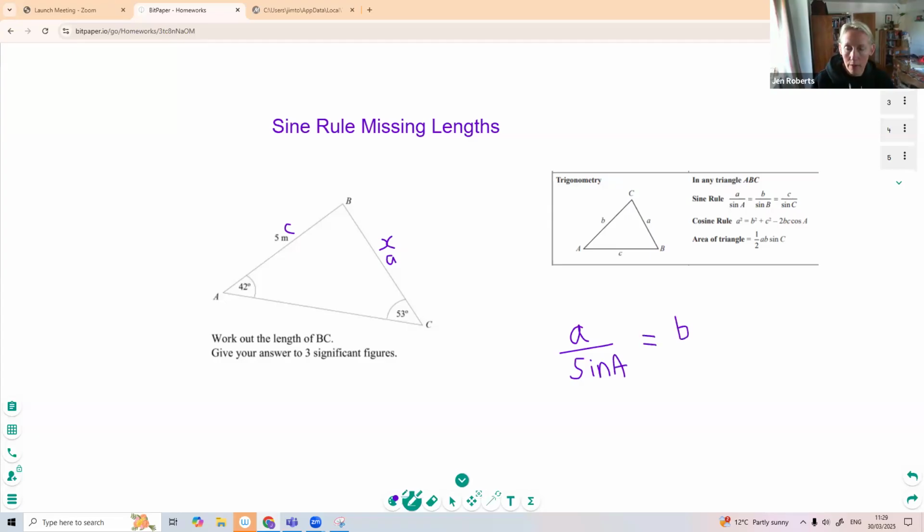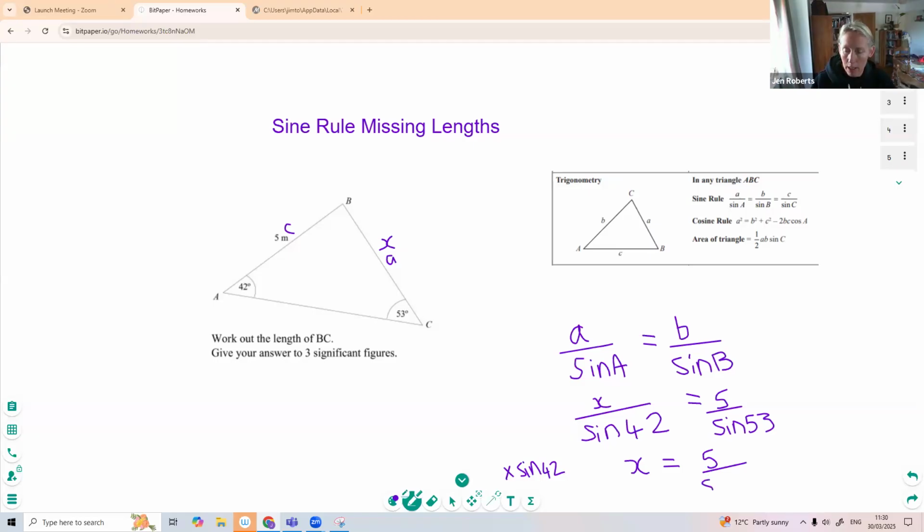Let's just substitute in the values. X over sine 42 equals 5 over sine 53. I need to work out X, so let's make X the subject. What's the opposite of dividing by sine 42? Times both sides by sine 42. Multiply the left-hand side by sine 42, you're left with X. Multiply the right-hand side by sine 42. We have this.